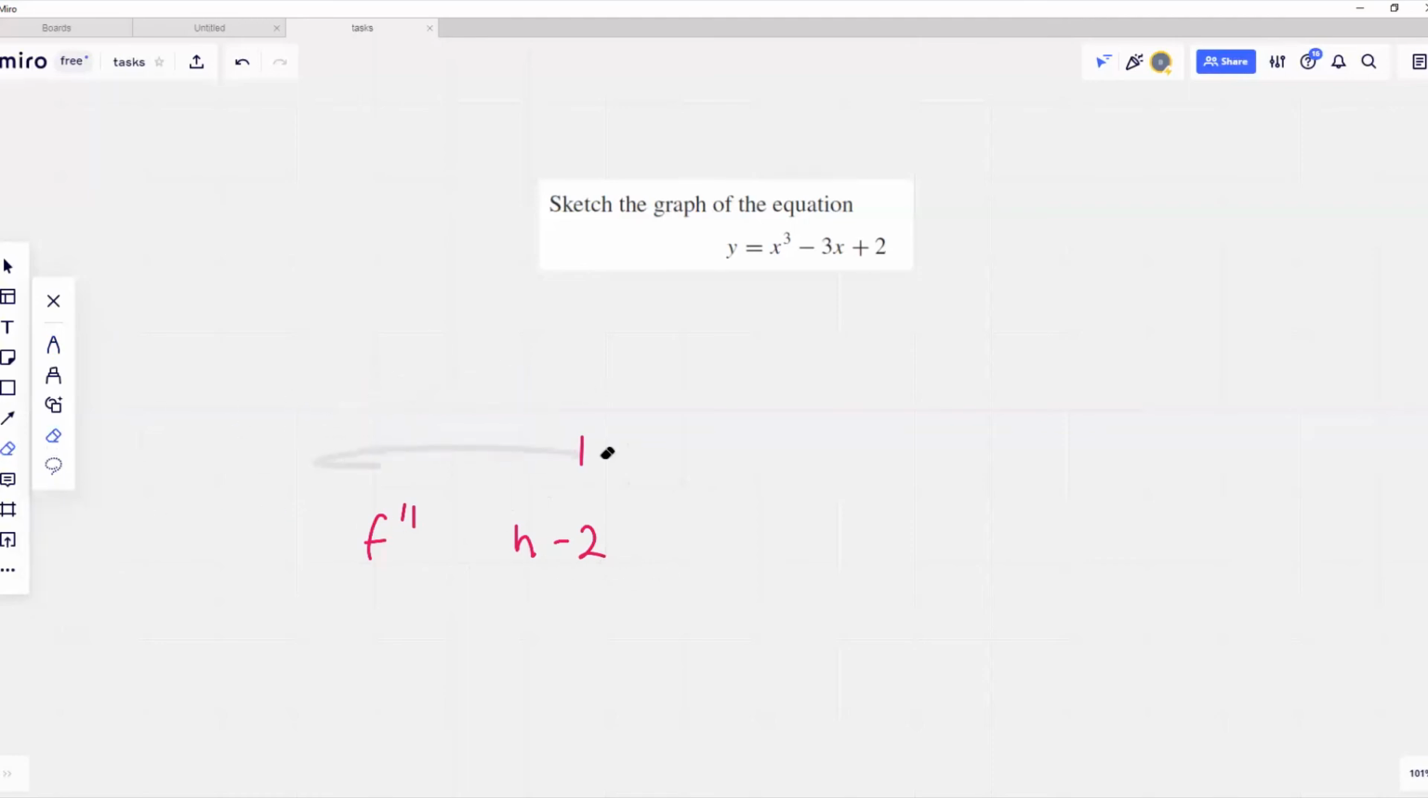All right, now let's sketch our polynomial here and let's compare it to the actual plot of this polynomial. So first, let's find x-intercepts.